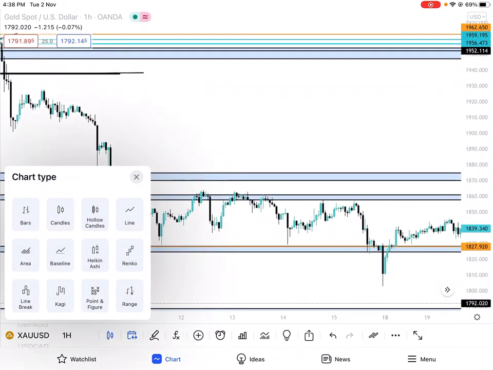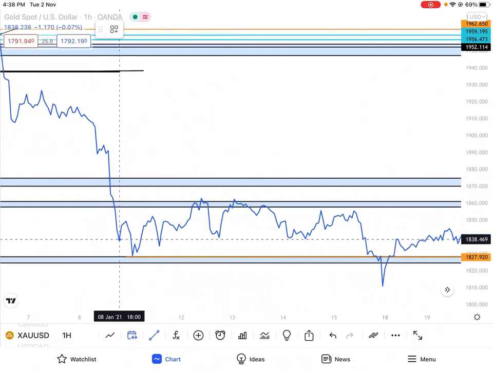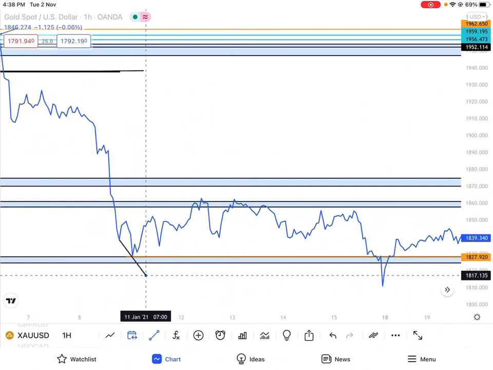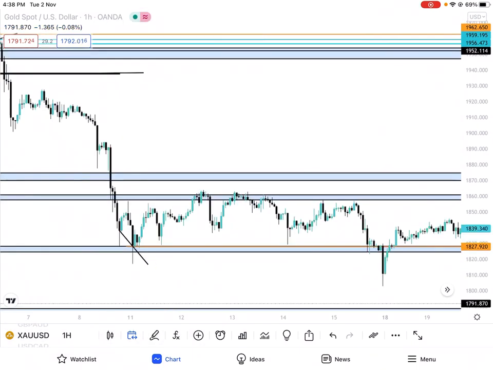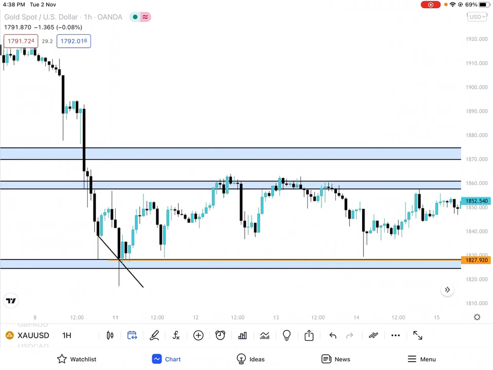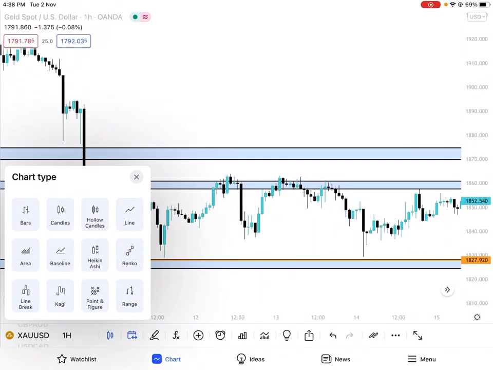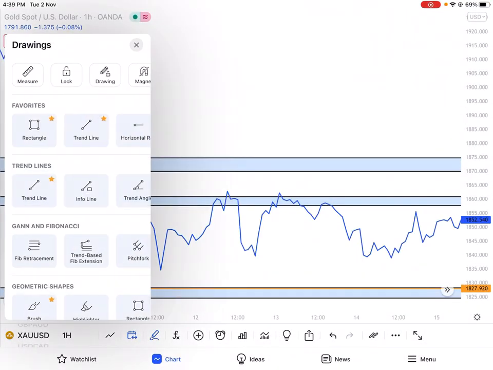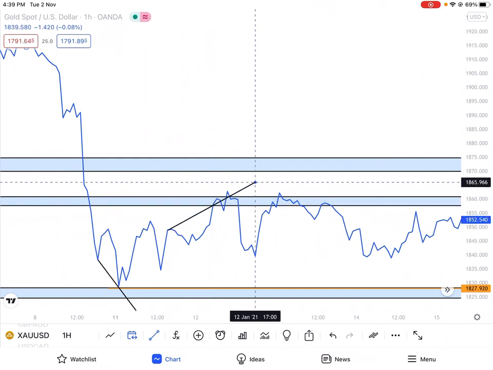As you can see, we have a trend line. The price didn't touch, because it takes the support level. Here is support. Then when the price came to the daily resistance, there is also an auto trend line.